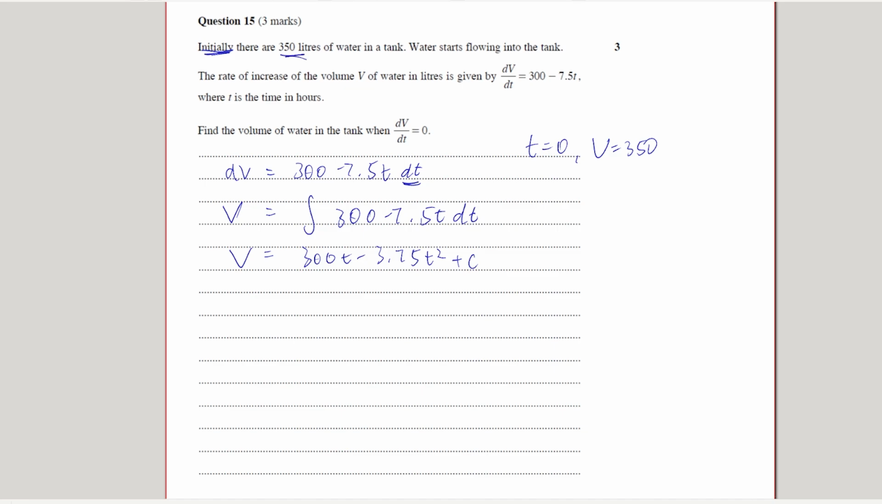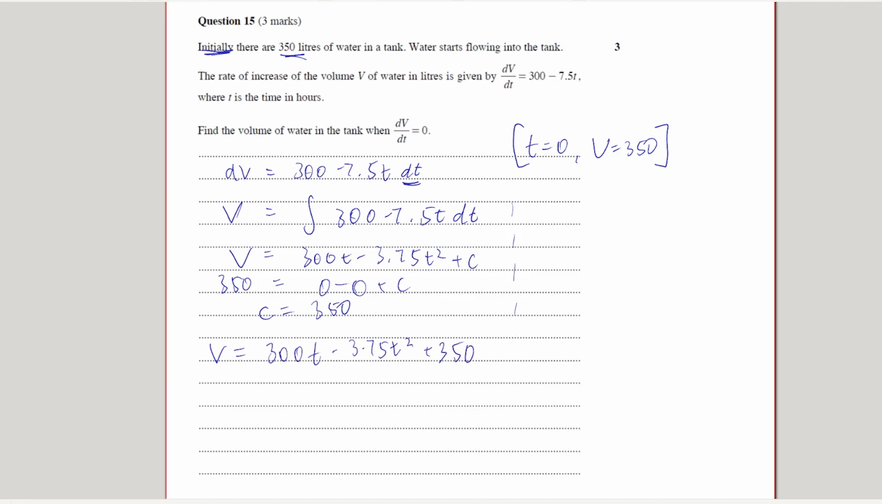Okay, when you see the question gives you information like that, what I like to do is just write it down in a mathematical manner, nice and concise. So now you can just plug this in. 350 equals, plug in t equals 0, so this is going to be 0 minus 0 plus c, so c has to be 350.